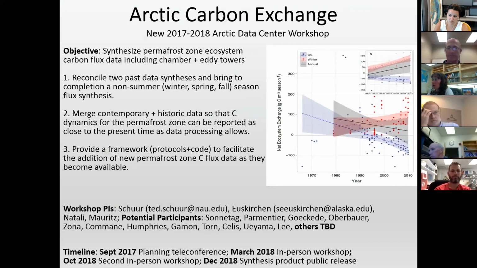And then hopefully another goal of this would actually be to provide a framework to continually add to this carbon flux data as they're collected in the field and become available.